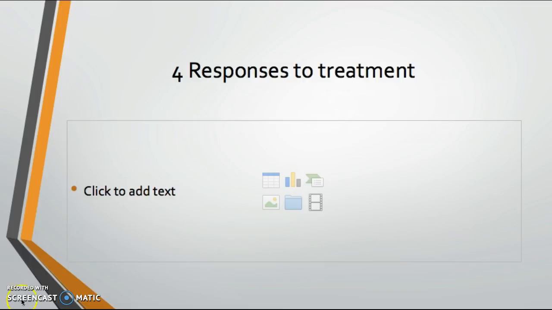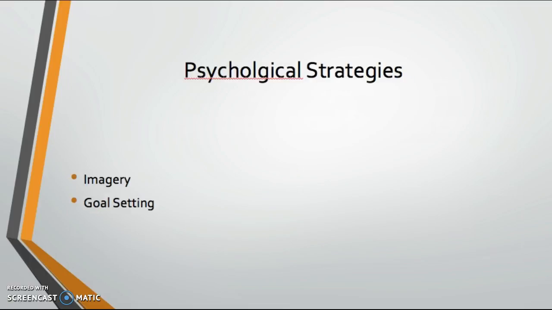Next, the psychological strategies. These are imagery and goal setting. Imagery is where you picture the injury, or healing from the injury that you do have.